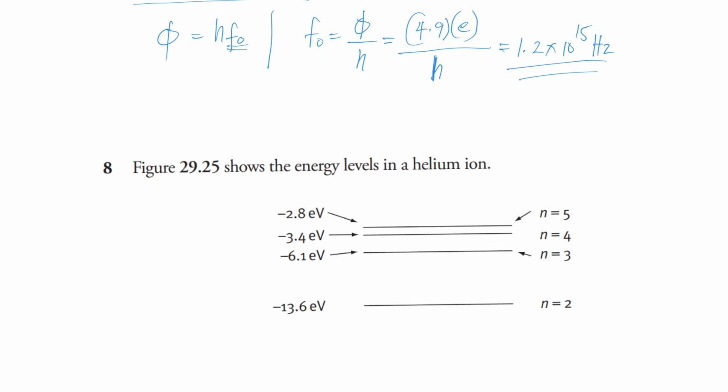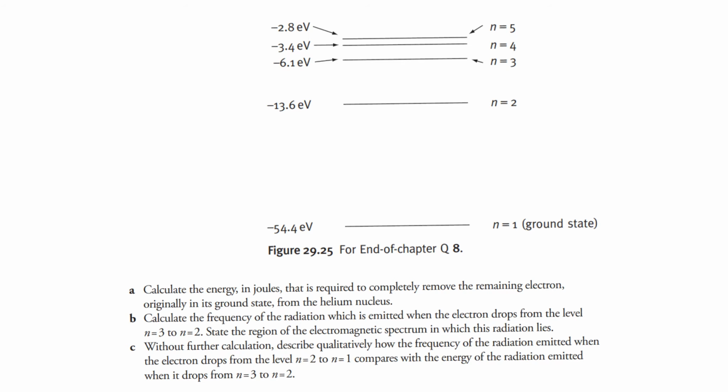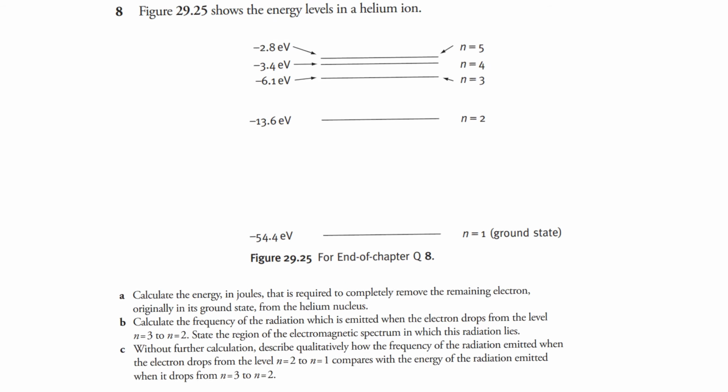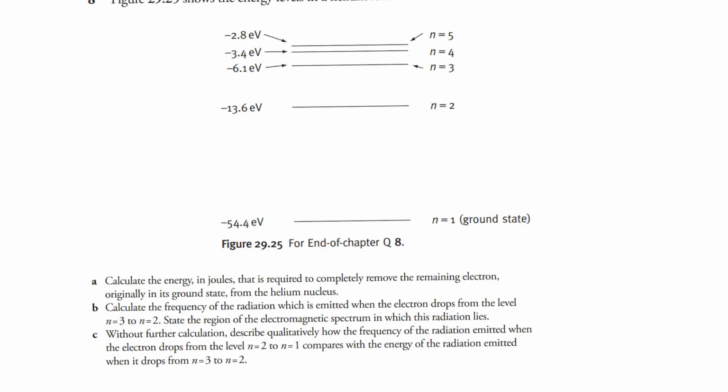Let's go to the last one. Let's have number 8. Let's adjust it here. All right. There you go. Number 8. Figure 29.25 shows the energy levels in the helium ion.